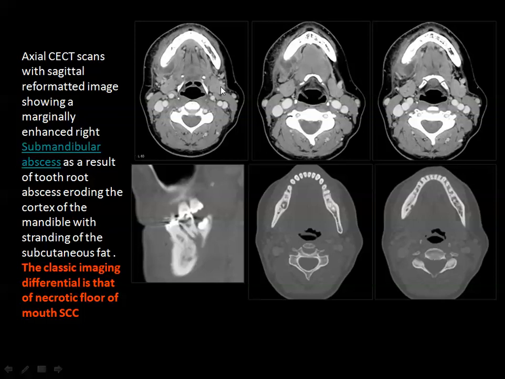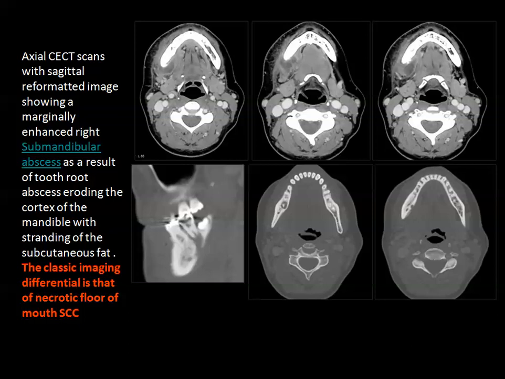This is the submandibular salivary gland on the normal side, and here you can see this is the gland and this is the infection. Then in the bone window image, you can see the rarefaction of the bone around the root of the tooth, and here you can see cortical disruption of the mandible, leading to the spread of the inflammatory process to the adjacent soft tissues.